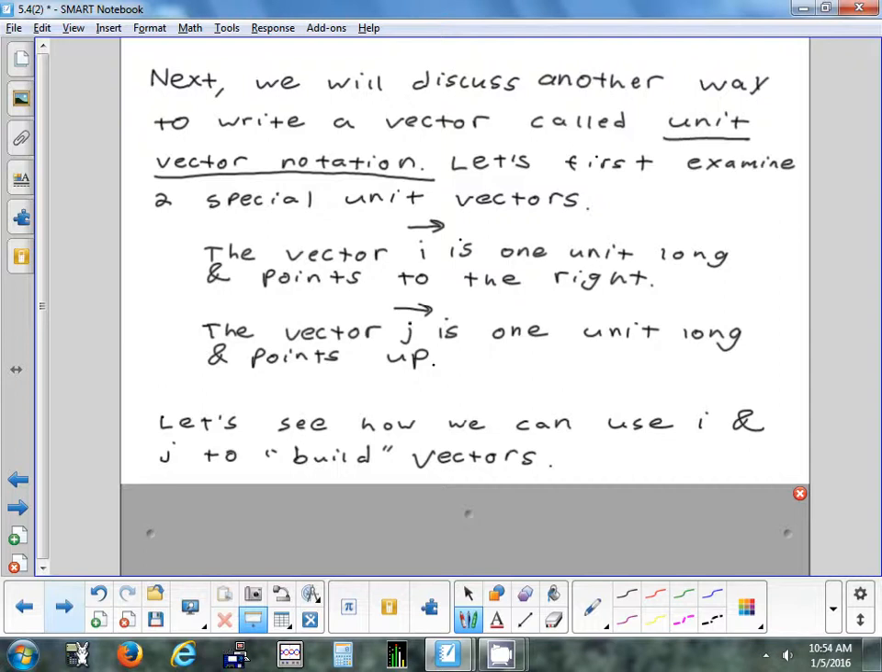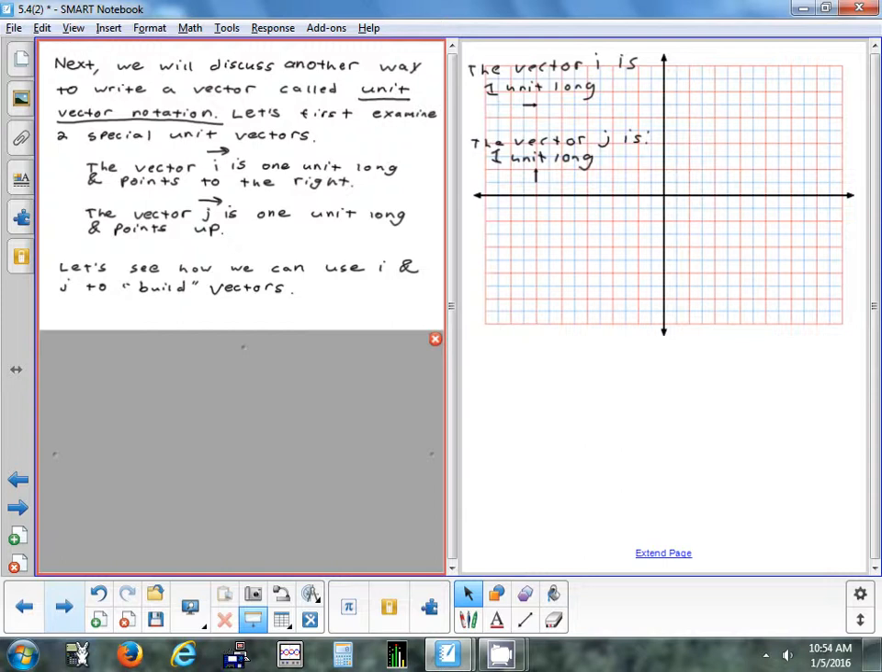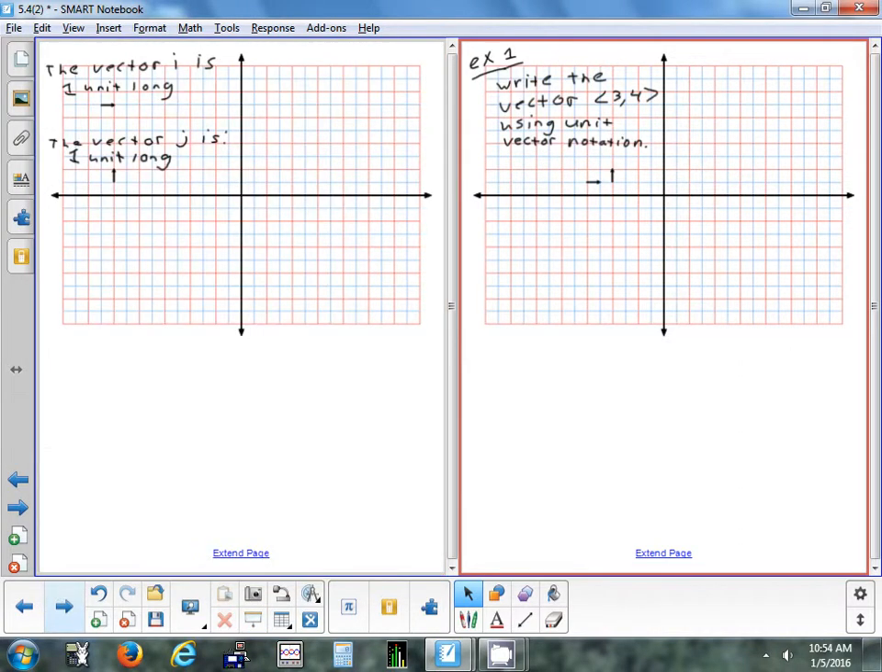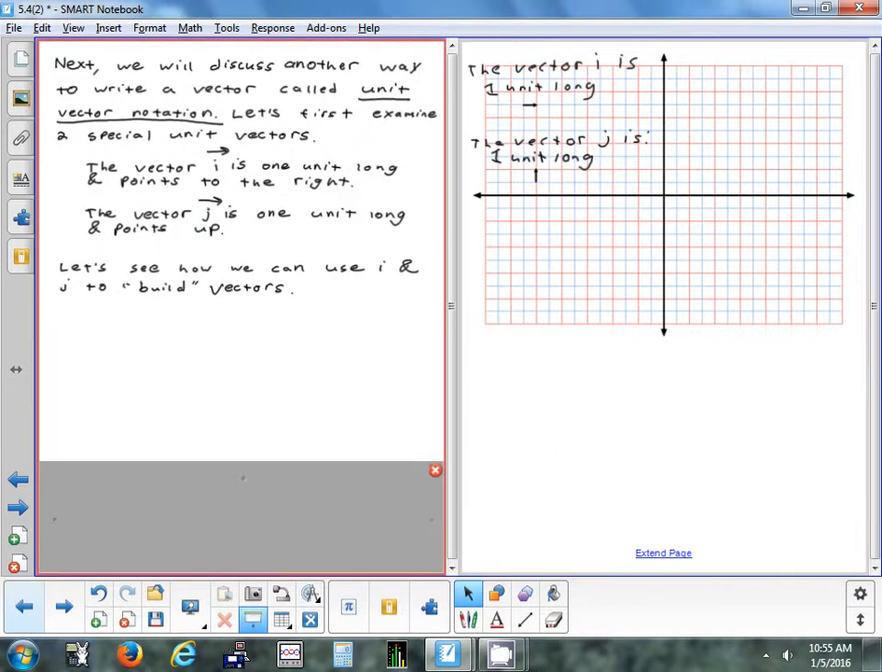And basically, what we're going to do is we're going to stack these i's and j's together. Okay? And by stacking them together, we can kind of build any vector that we want. Okay, and I'll show you an example. Okay, so what I've drawn over here is both of those vectors I just mentioned. Okay, i points 1 unit to the right, and j is 1 unit up. Okay, does everybody have what's on the left?